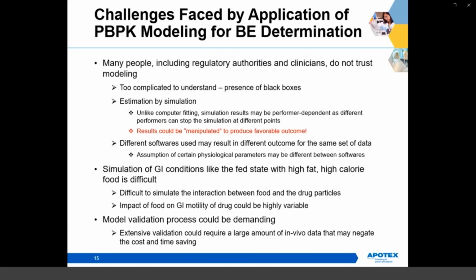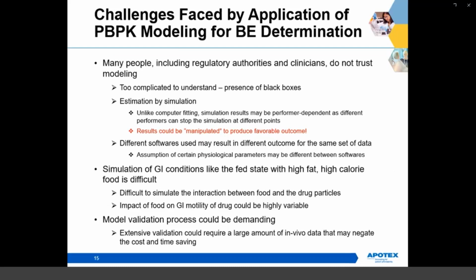Before PBPK modeling can be more widely used, however, we believe there are challenges that need to be overcome. First challenge is that many people, including regulatory authorities and clinicians, simply do not trust modeling. They think that PBPK modeling is too complicated to understand. For example, the presence of black boxes that represent various GI compartments involved during drug absorption.